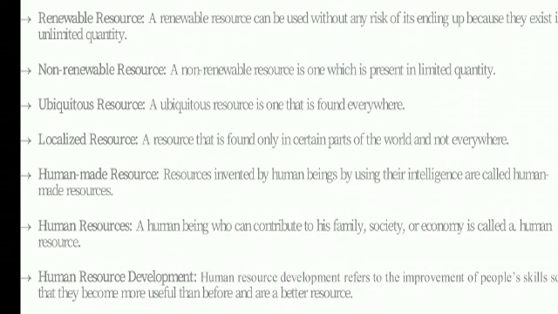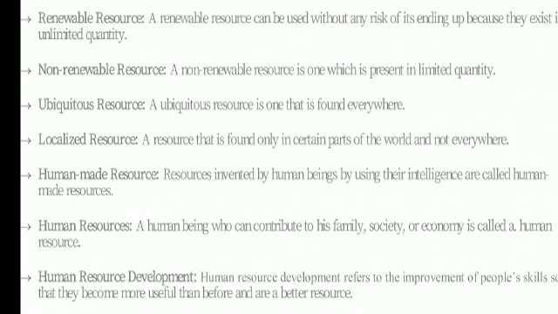Renewable resources: a renewable resource can be used without any risk of its ending up because they exist in unlimited quantity. Non-renewable resources: a non-renewable resource is one which is present in limited quantity. Ubiquitous resources: this resource is one that is found everywhere. Localized resources: a resource that is only found in certain parts of the world and not everywhere.